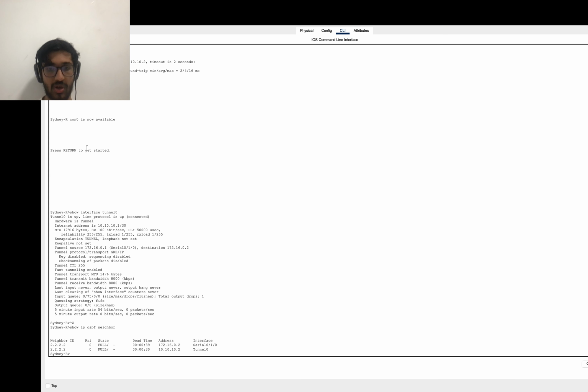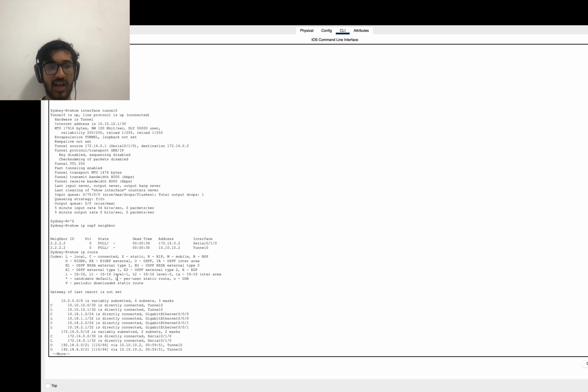Routing information has been fully exchanged between the two branches. One more thing I want to show is the IP route for the Sydney router. In the routing table on the Sydney router, at the bottom you can see two OSPF routes: 192.18.0.0/21 for the Melbourne IT VLAN and 192.18.8.0/21 for the Melbourne HR VLAN. Both learned via 10.10.10.2 through tunnel 0. Sydney knows how to reach both Melbourne VLANs through the tunnel.